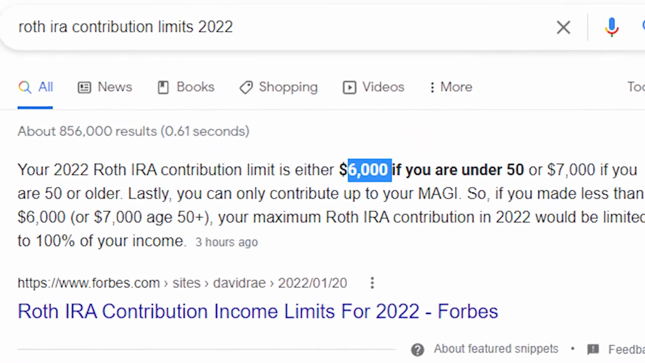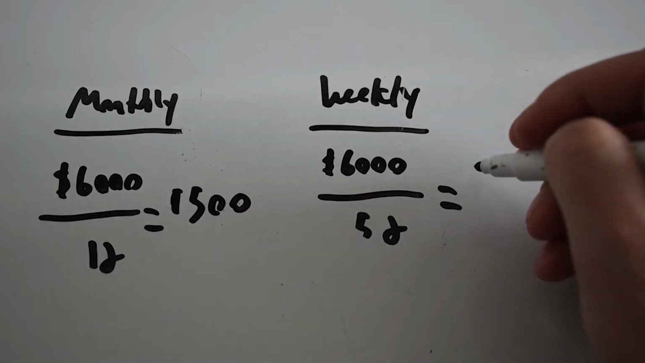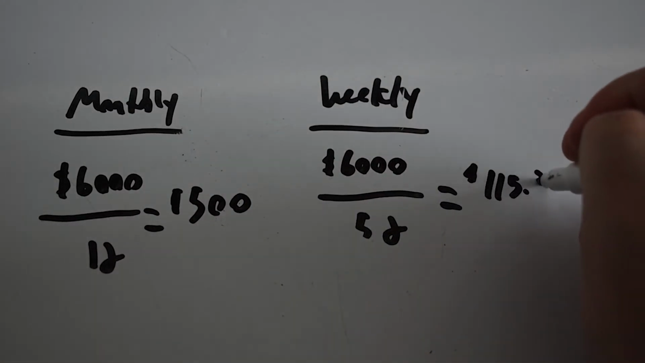Another option could be to use some simple math. If the only money that you invested every year was the $6,000 max for your IRA, that would put you well ahead of the majority of Americans. You would essentially just invest a fraction of that $6,000 every period, whether that be $500 for 12 months or $115.38 for 52 weeks.